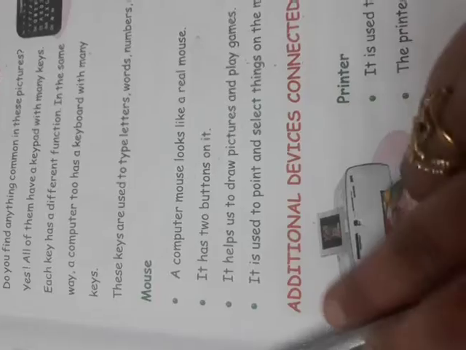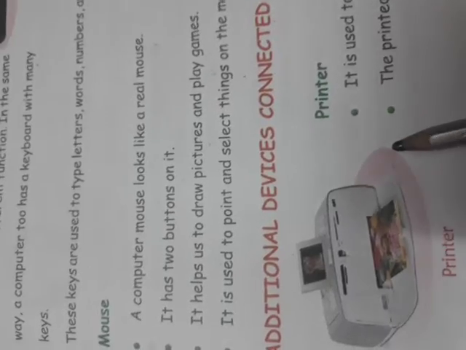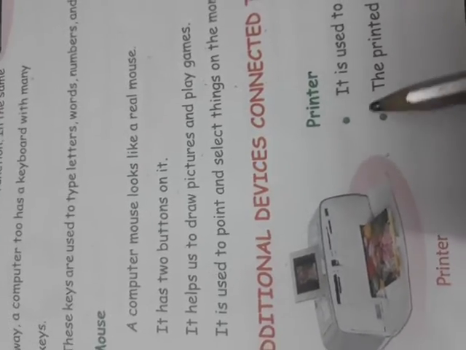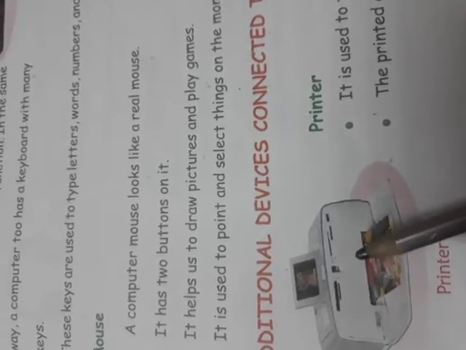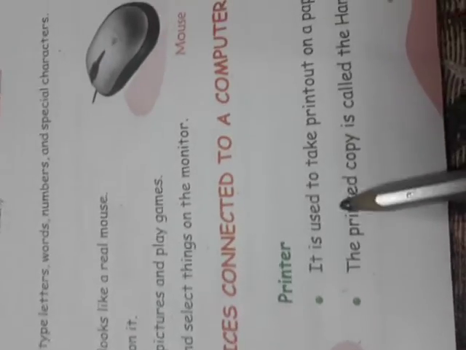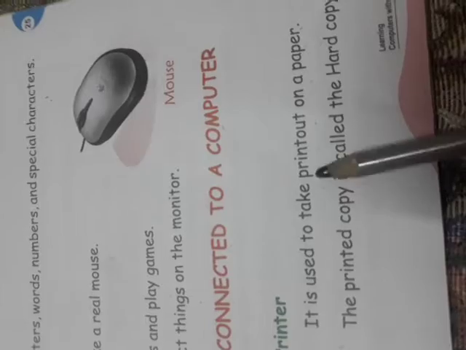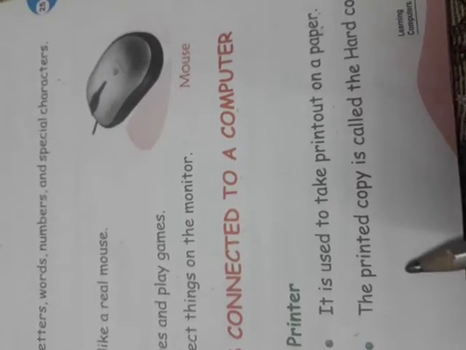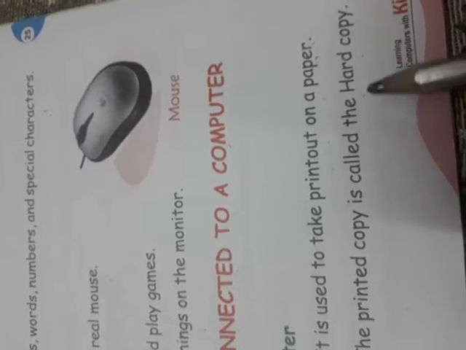They were the main parts, and now other devices. The computer can work without these devices also, but still they have a particular function to do with computer. For example, this is printer. It is used to take printout on a paper. Whatever is on the computer, you can take it down on a paper with the help of printer. The printed copy is called the hard copy because you can touch it, right?